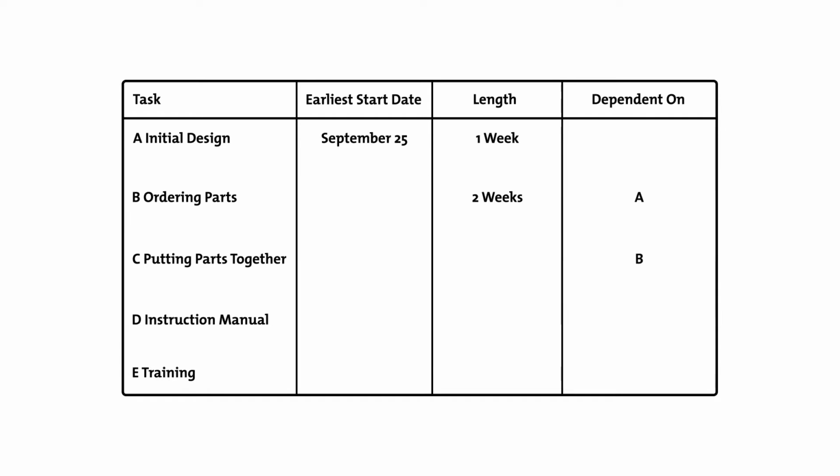Once task B is done, you'll need some people to do task C, putting the parts together. This will take 3 weeks. You'll also need to have an instruction manual written. This is task D and can be started any time. It will take 2 weeks to complete.